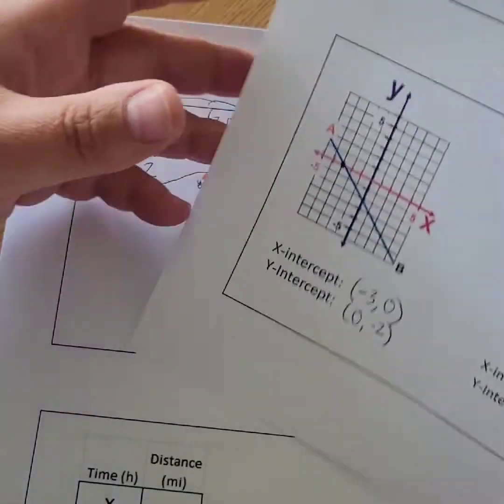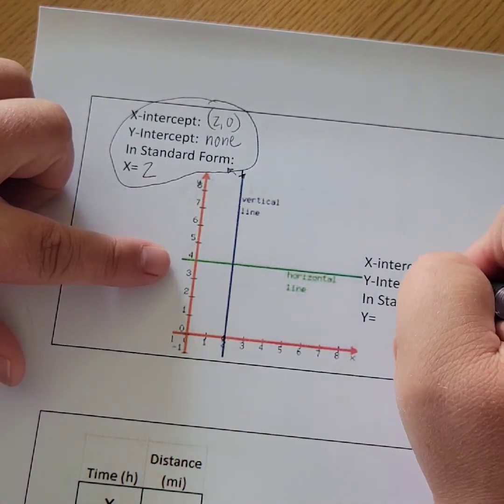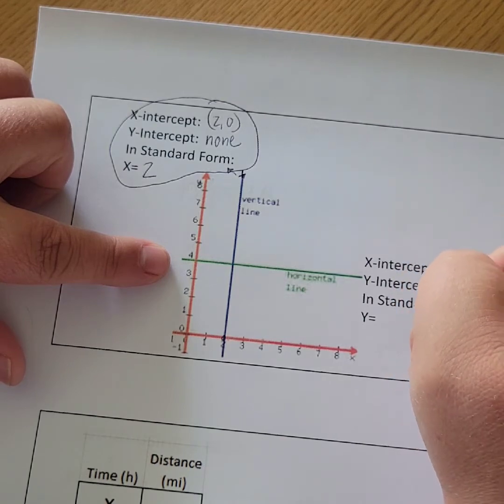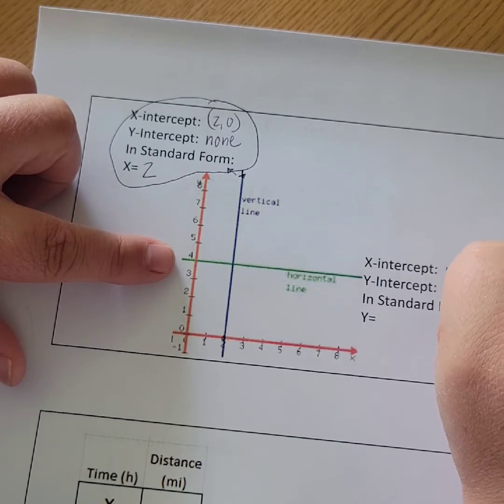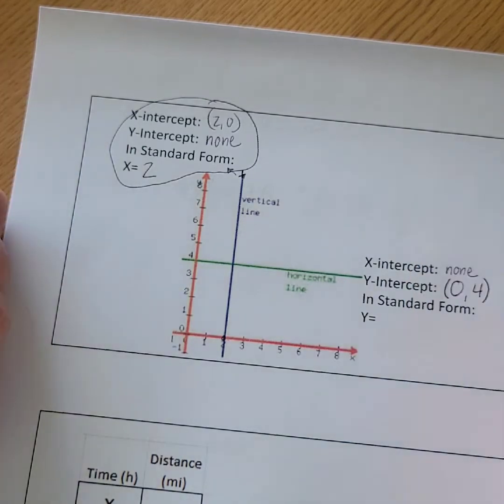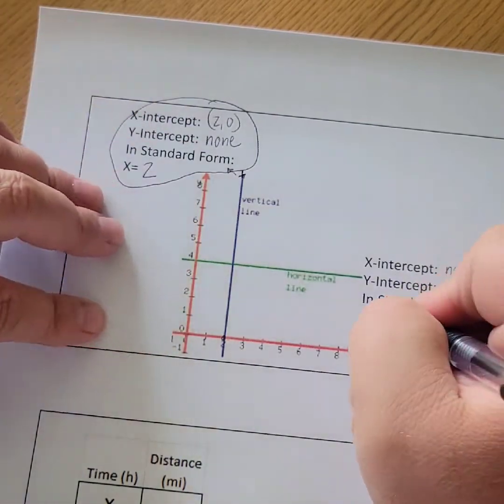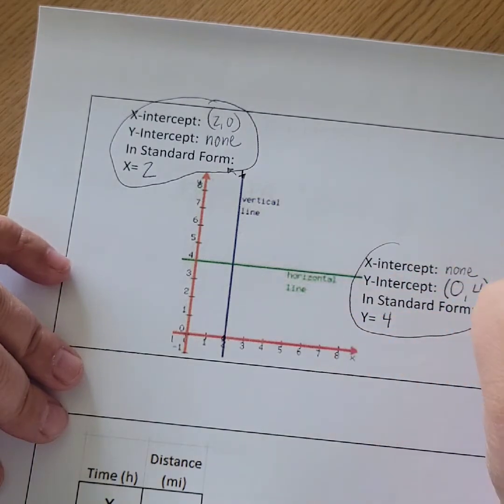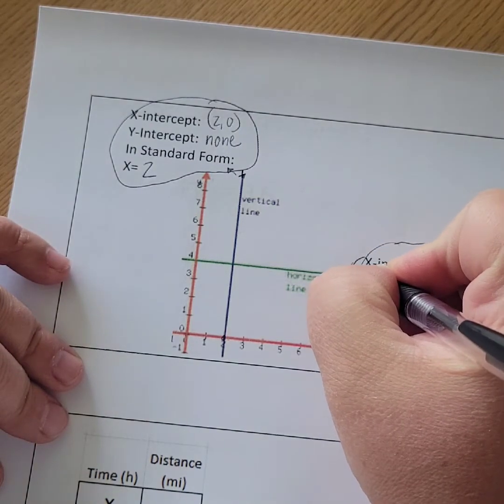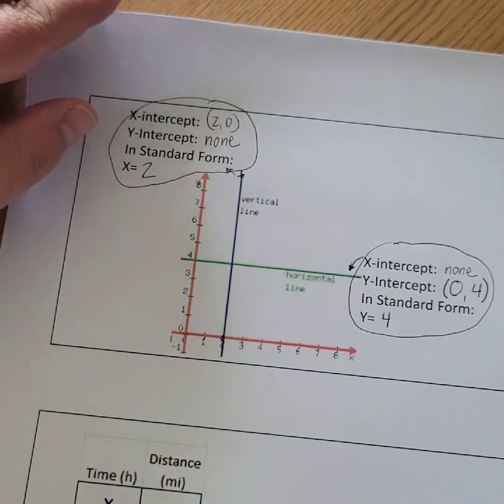Again, I apologize. This one crosses the y at 4, so it has the point 0, 4. In standard form, you're just going to have y equals and then the number where it crosses. So this information applies to this line. Hopefully those make sense.